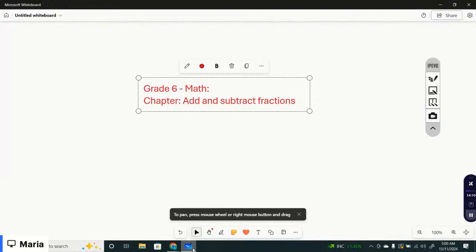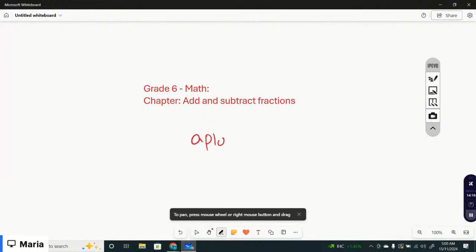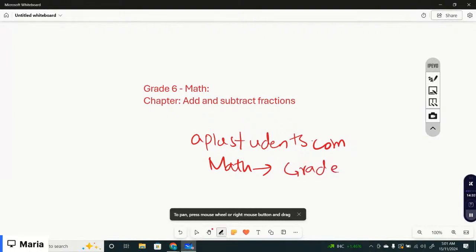We are here for grade 6 math. You can find all the lessons on aplusstudents.com. You have to log in there using your email address and password provided by the administrator. Then you have to select math. From the subject tab, scroll down to grade 6 math and then click on view all lessons. There you can find a list of the chapters.